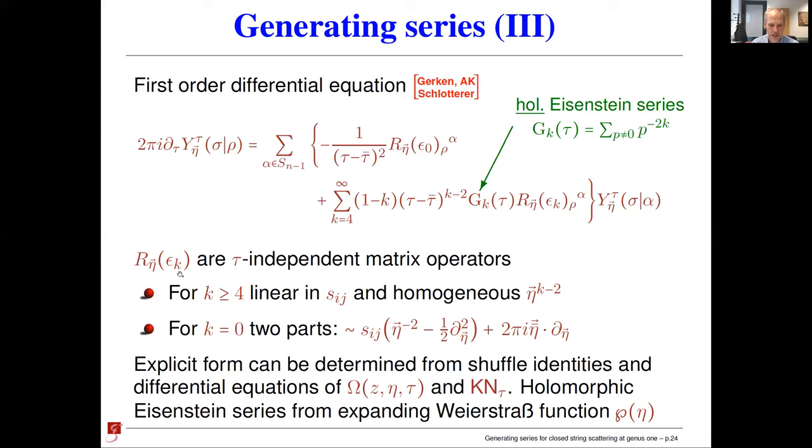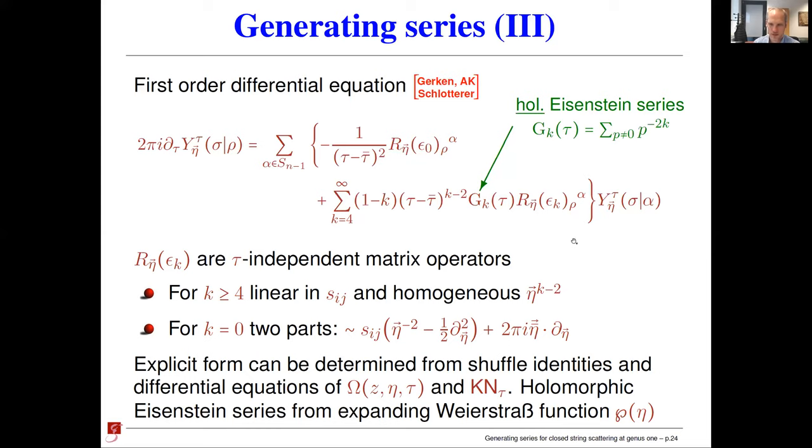And when this label k here is bigger than 4, they're just linear in the Mandelstam variables, and they are of homogeneous degree in this other generating function variable. When k is equal to zero, there are two different parts. One is linear in Mandelstam, and it's like 1 over eta squared, and the second derivative in eta. So both of them are like 1 over eta squared, which would be consistent with this. And then there's one term that mixes eta bar and eta. All the other things here are just holomorphic in eta. So these are operators that you can work out explicitly. And they act on this function. And this is what gives you the differential equation here.